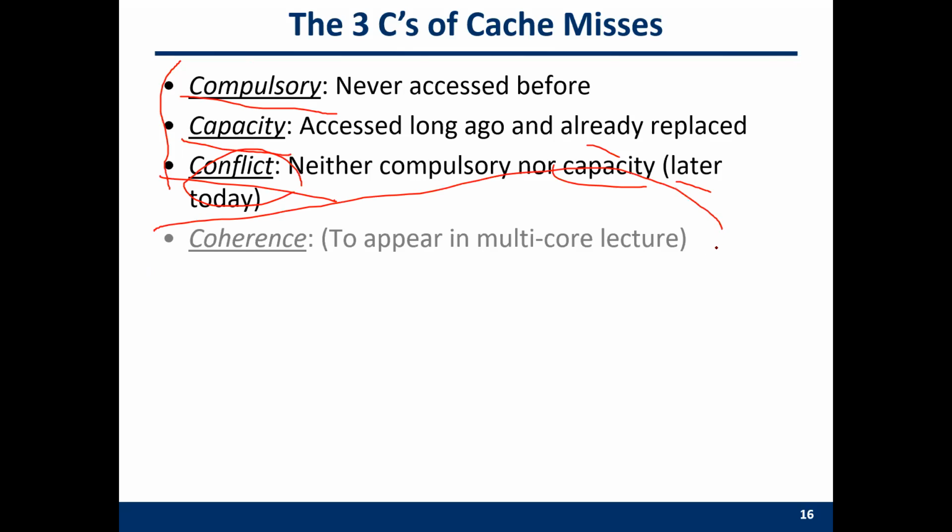We have still another cache miss, which is coherence. But in this lecture, we will not cover the multi-core issue, so we will not go deeper on this topic.